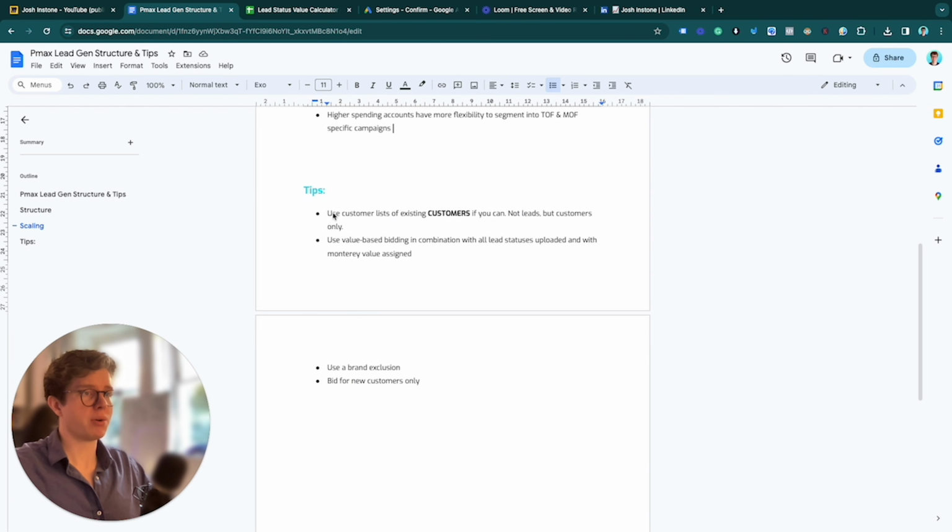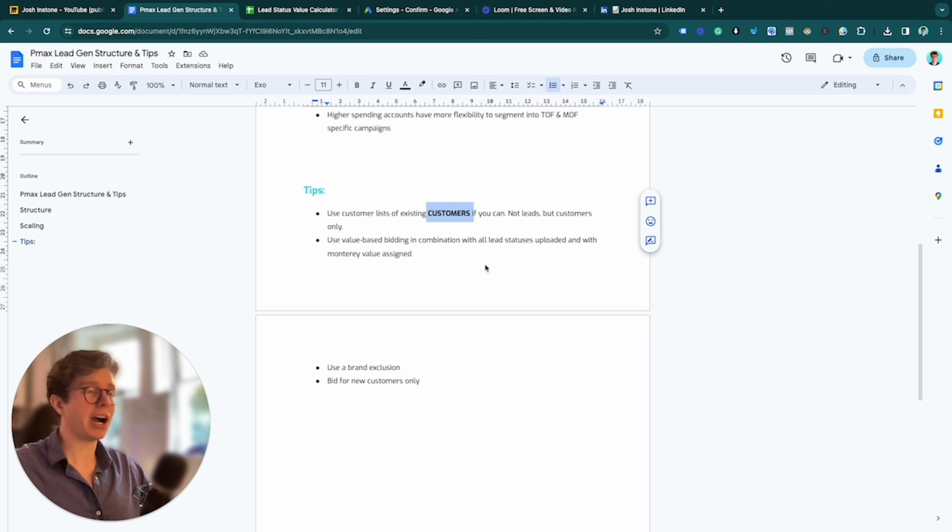What I'm going to start with is we want to use customer lists. If you're applicable for customer lists, you want to be using them because we want to use our data section to really tailor the direction of the algorithm and show Google which customers we want to be targeting. And what I'm putting here in capital letters and bold is we want this list to be customers only. We don't want to have leads in there. We want to have customers, people who have generated revenue for your business.